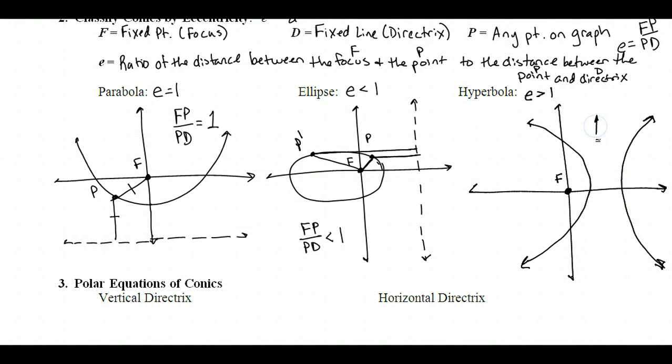So I'm just going to draw it here. That kind of looks like it's in the middle. I might try to make it a little bit closer to one of the branches, just so that you know that this does not go through the middle of your branches. And now when I take a point, so when I look at my focus to a point divided by the distance from the point to the directrix, well, this distance is always going to be greater than this distance, and that's why it's greater than 1.